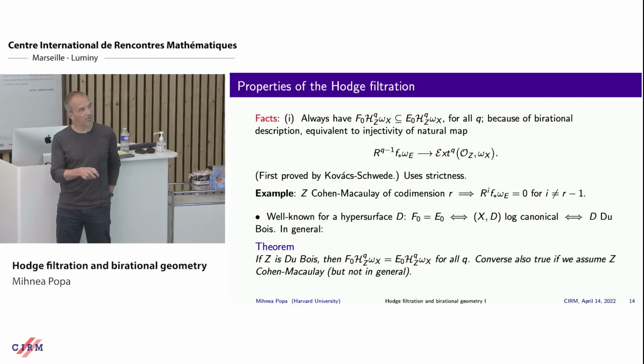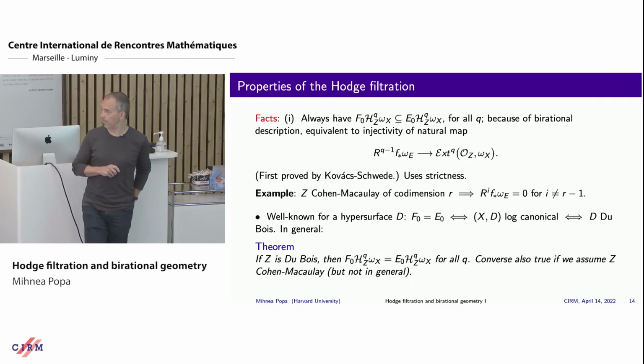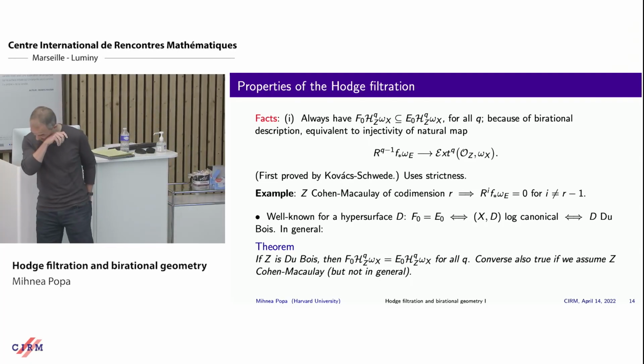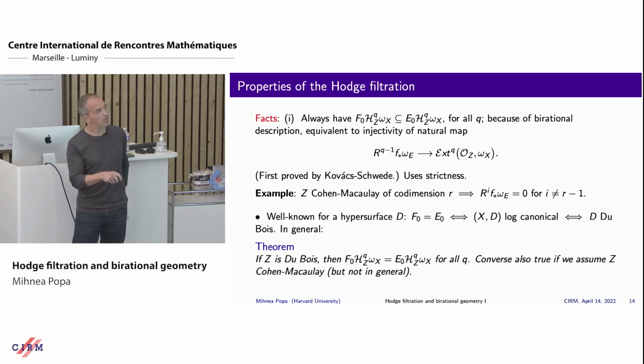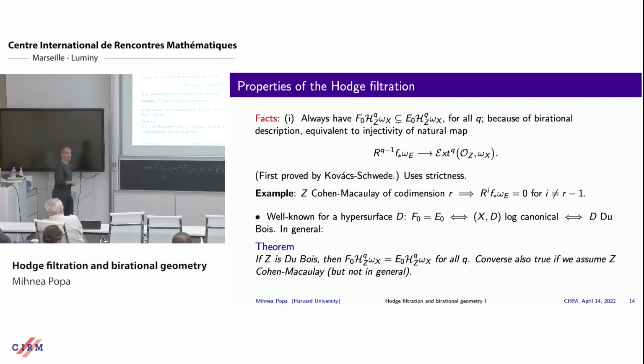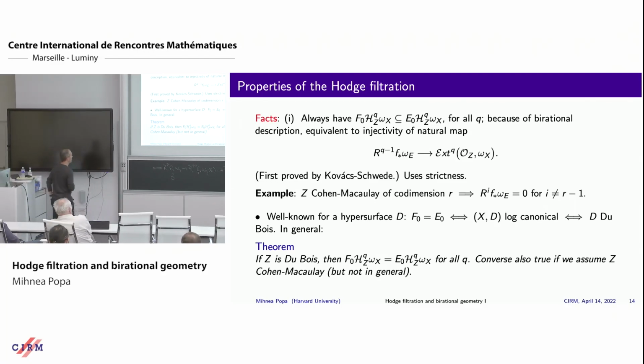But the converse, which is more interesting, is if you have equality of the Hodge filtration with the X filtration at level 0, then you're Dubois if Z is Cohen-Macaulay. And we got a nice example from Linquan Ma that this is not true in general. Okay, so it measures something. Okay, I'll come back to this.